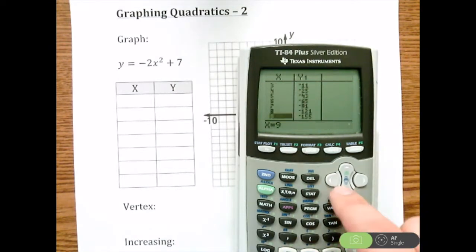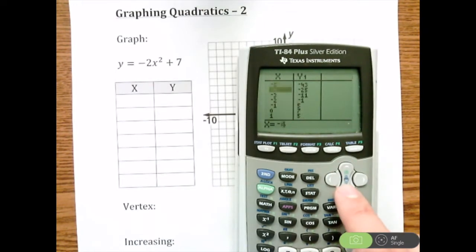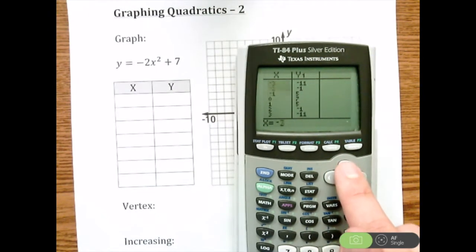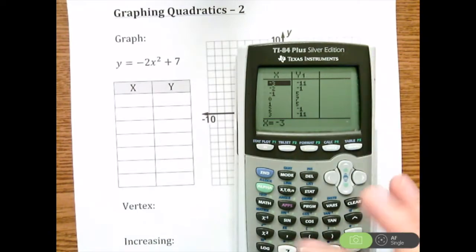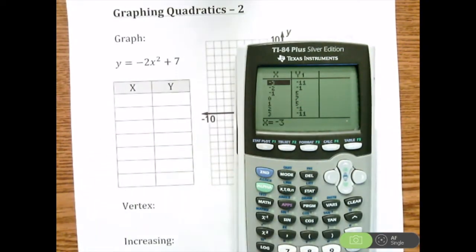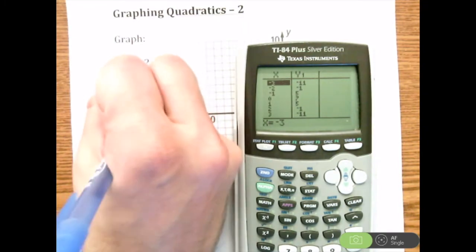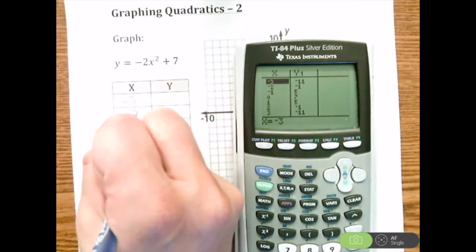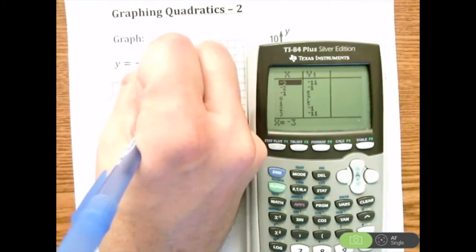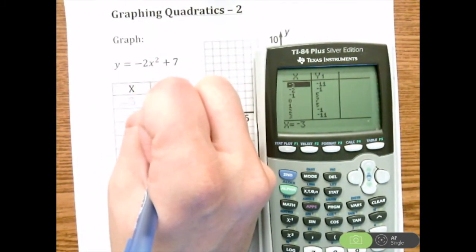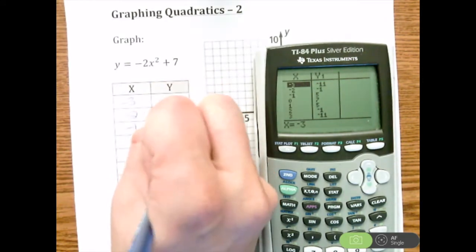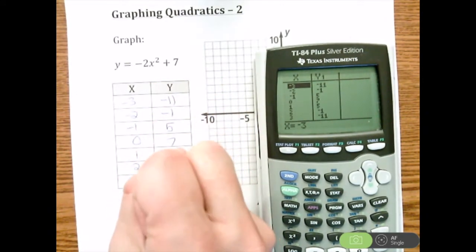So if I scroll down, that doesn't really look like it. If I go this way, oh, I think I'm starting to see some numbers repeat right here. So I have negative 11, negative 11, negative 1, negative 1, 5, 5, and 7 in the middle. So I'm going to copy this down onto my paper. So I'm going to have negative 3, negative 2, negative 1, 0, 1, 2, 3. Should have a negative 11, negative 1, a 5, a 7, a 5, a negative 1, a negative 11.